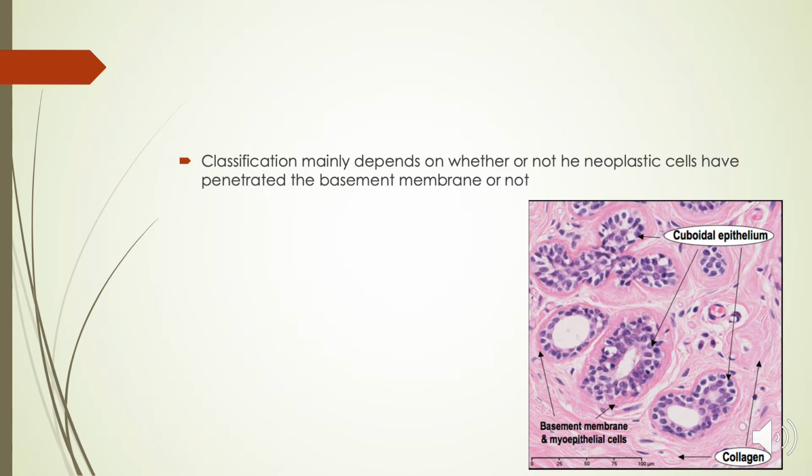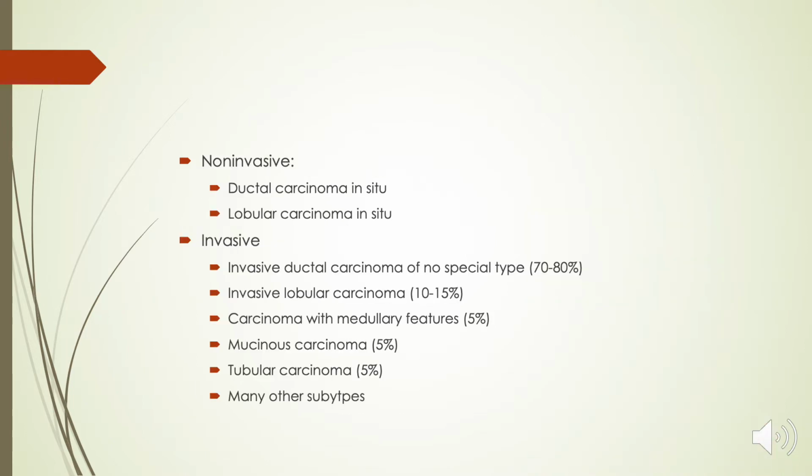If the neoplastic process is confined to the basement membrane, meaning the basement membrane is intact, then this is called carcinoma in situ. So basically we have two families of carcinoma, the non-invasive and the invasive ones. The non-invasive can be divided into ductal carcinoma in situ and lobular carcinoma in situ. The invasive family has many cancers, and this is just a limited list of those subtypes.